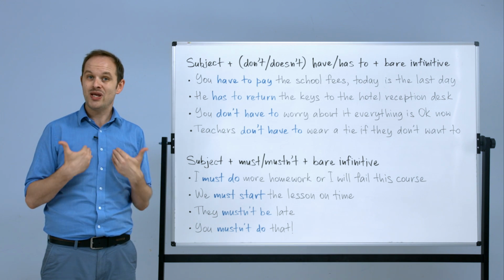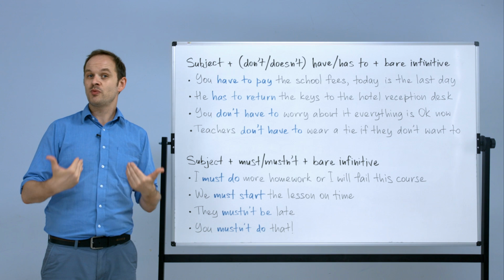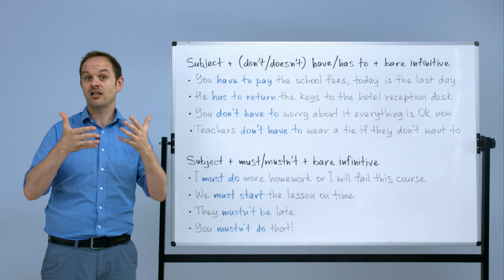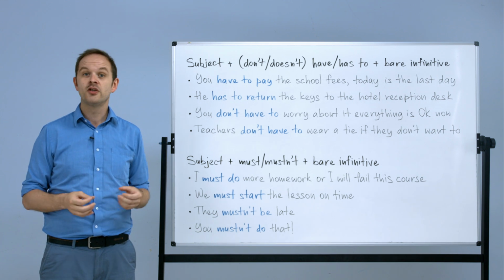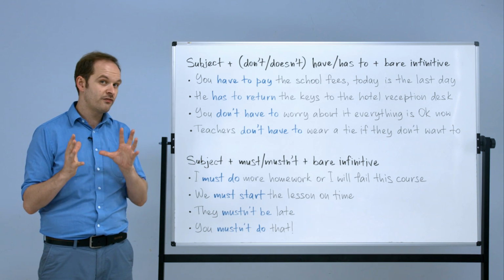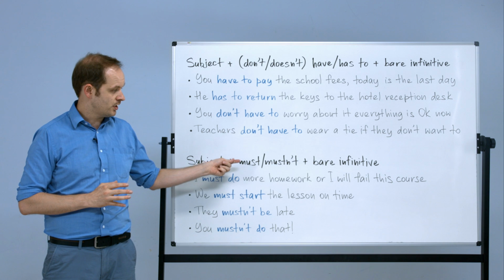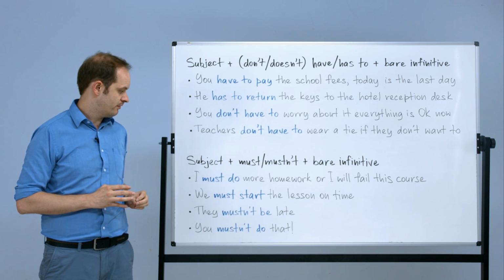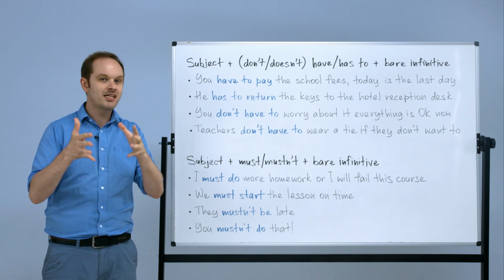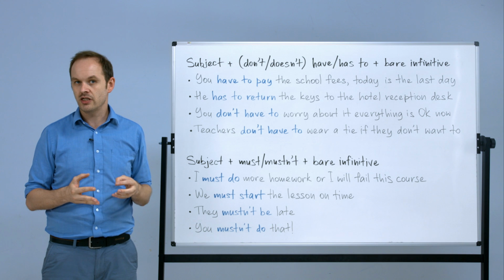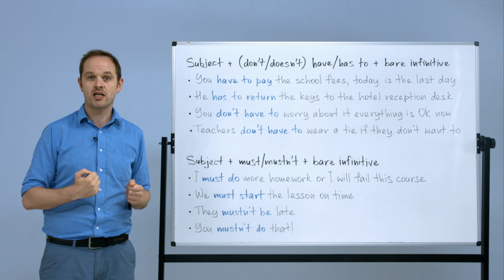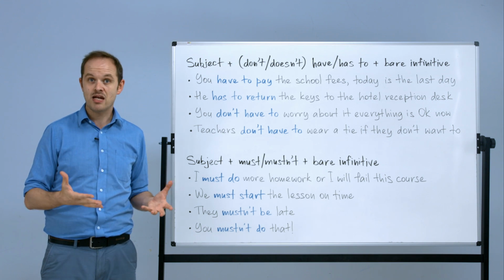Now, when we're talking about internal responsibility, rules that we give ourselves, or rules that we are describing to somebody, as in we are saying it is your responsibility to do this, we use must. For example, I must do more homework. So again, the form here, subject with must or mustn't, plus bare infinitive. So again, I must do more homework, or I will fail this course. A teacher isn't saying this, the school rules aren't saying this, but the student has decided themselves. It's my responsibility, my obligation to do more homework, to get better.